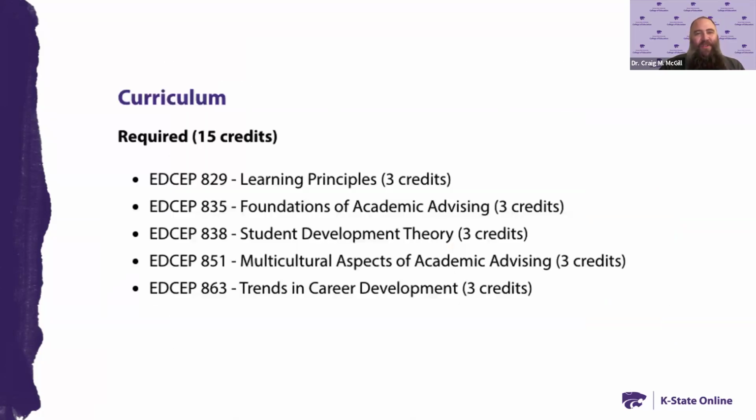First is the graduate certificate in academic advising. The curriculum for this consists of five graduate courses, 15 credit hours total. The courses are learning principles, foundations of academic advising, student development theory, multicultural aspects of academic advising, and trends in career development. And the graduate certificate comprises half of the master's degree, which we will talk about next.